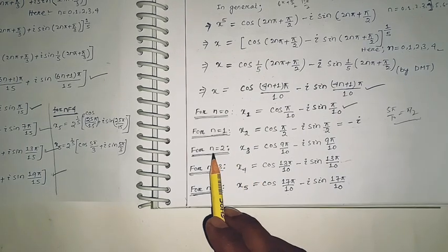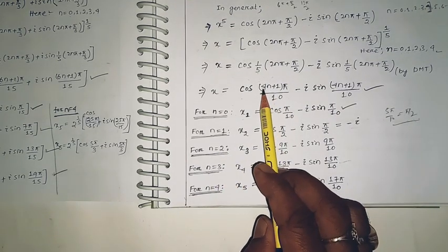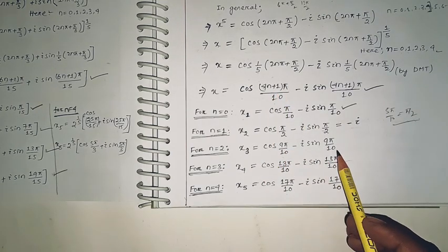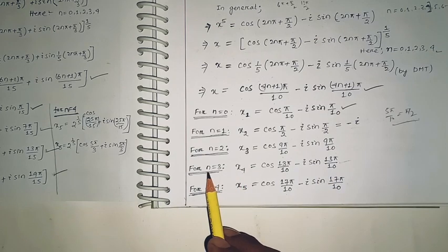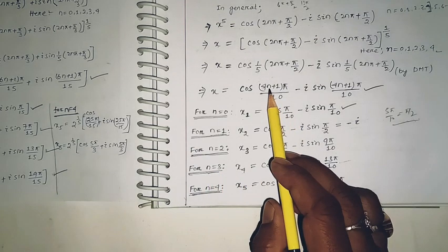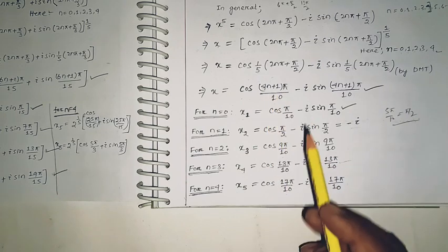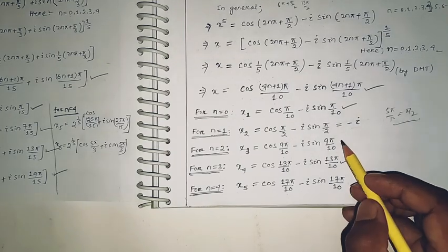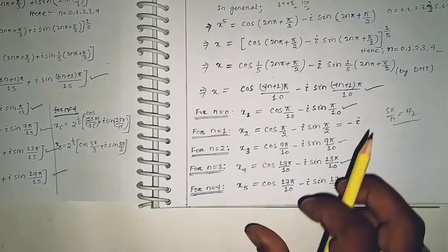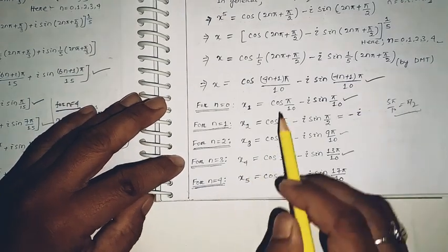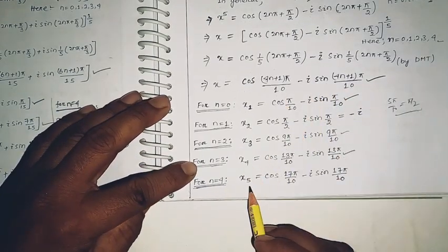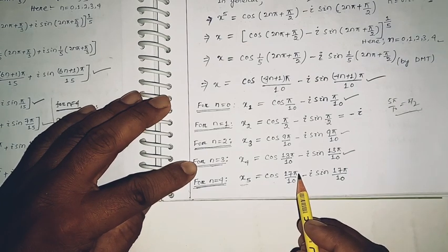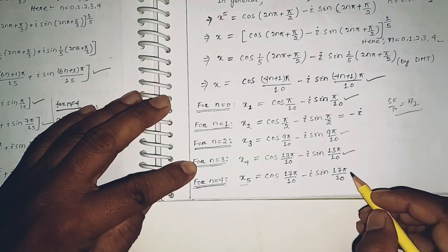Likewise, for the third root we substitute n equal to 2. N equal to 2 means 8 plus 1, 9. So cos 9 pi by 10 minus i sin 9 pi by 10. For the fourth root we consider n equal to 3. So this will be 4 into 3, 12 plus 1, 13 pi by 10: cos 13 pi by 10 minus i sin 13 pi by 10 is your fourth root. Similarly, for the fifth root we substitute 4 in this equation. N equal to 4, we find the fifth root, that is x5 equal to cos 17 pi by 10 minus i sin 17 pi by 10.